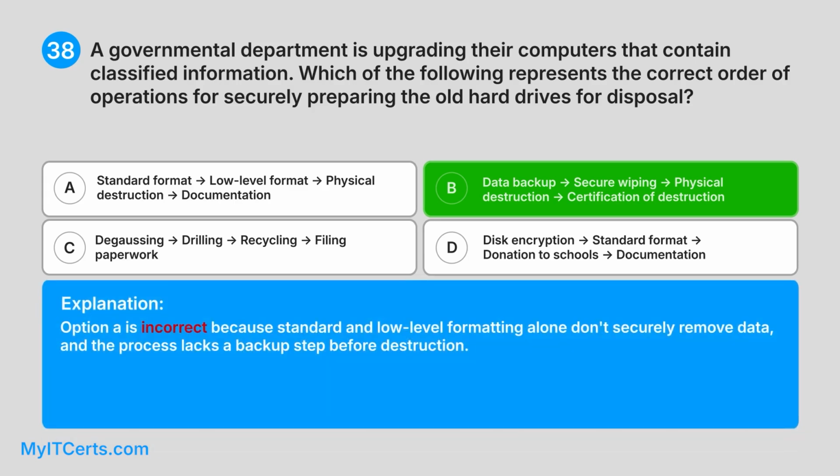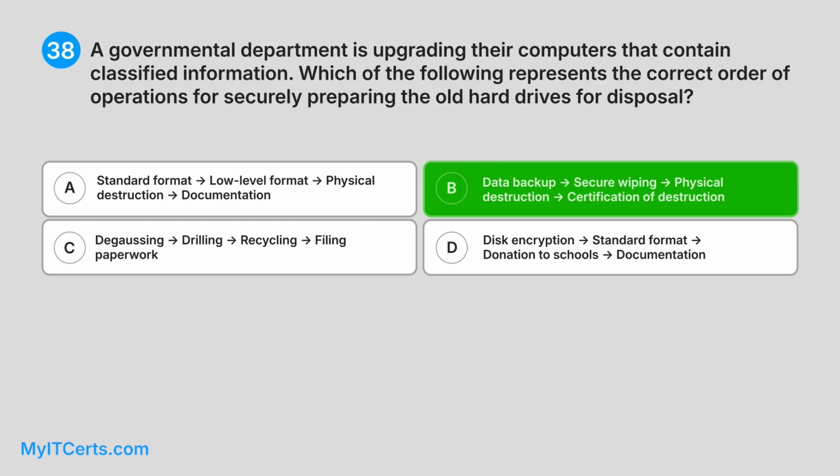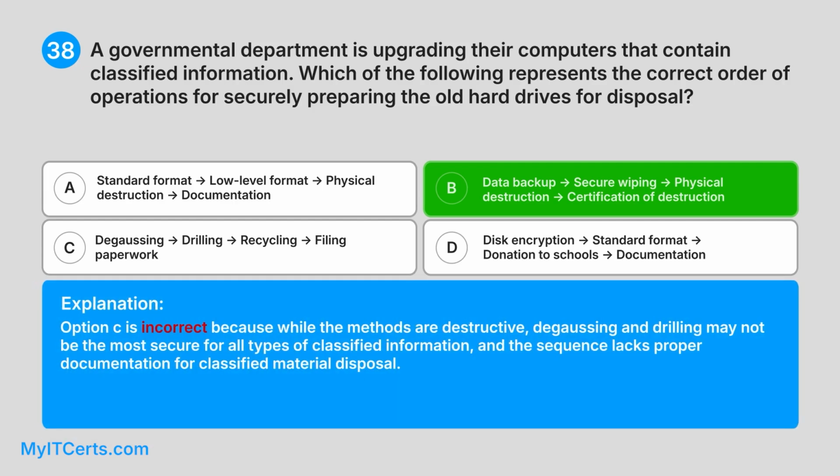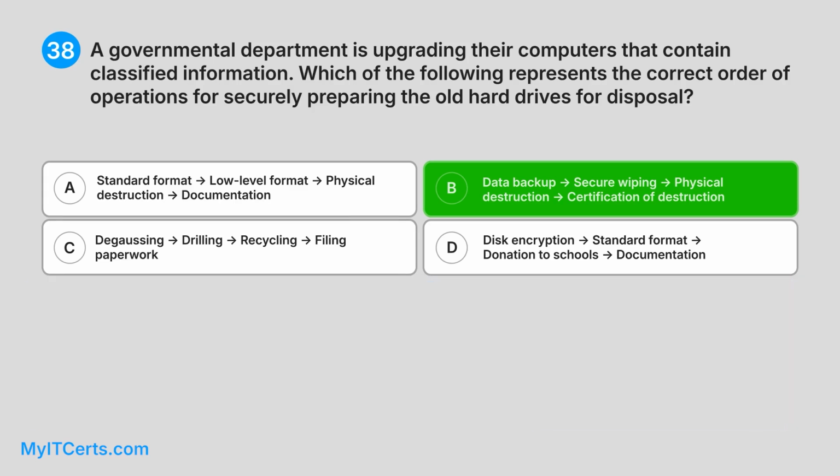Option A. Standard format, low-level format, physical destruction, documentation is incorrect because standard and low-level formatting alone don't securely remove data, and the process lacks a backup step before destruction. Option C. Degaussing, drilling, recycling, filing paperwork is incorrect, because while the methods are destructive, degaussing and drilling may not be the most secure for all types of classified information, and the sequence lacks proper documentation for classified material disposal.